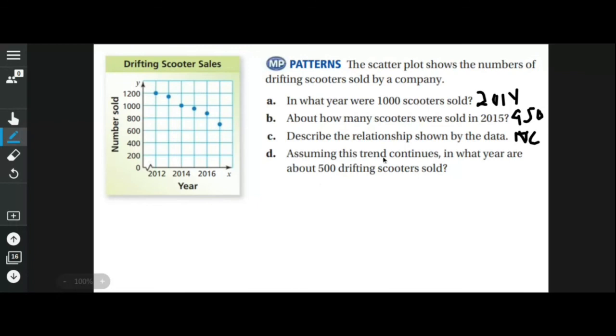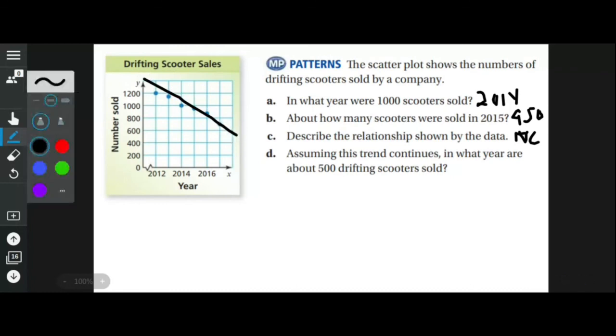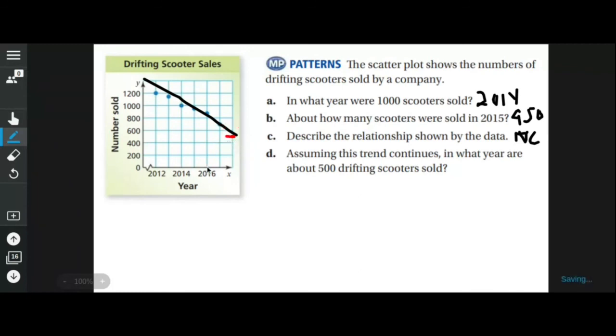Assuming this trend continues, in what year are we about 500 scooters? So let's draw a line. We haven't done that yet. I'd say that would be a pretty decent line. So 500, it lives in between 400 and 600. So 500 would be like right around here. What year is that? 2016, 2017, 2018. Perfect.